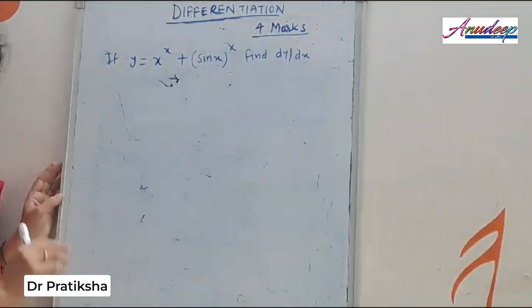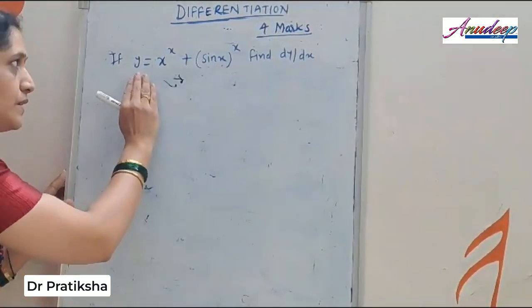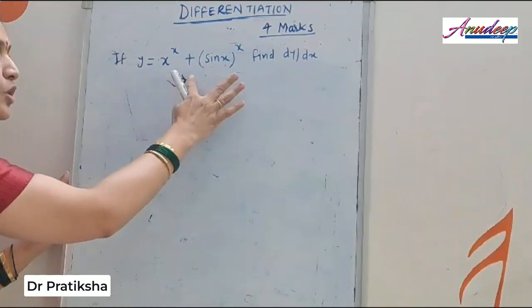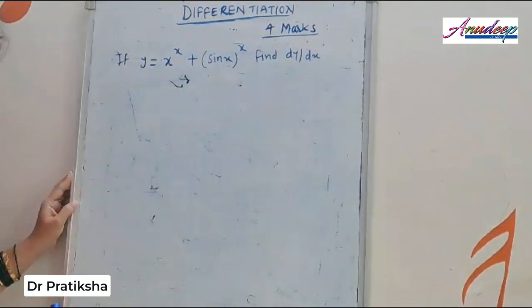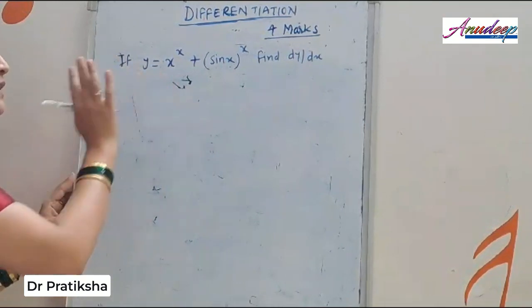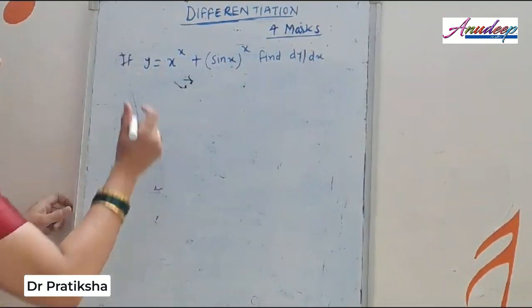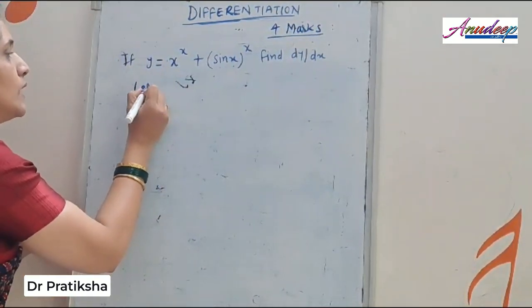This problem carries 4 marks. So here what you see, you have been given y as a function of two separate functions. There are two terms which involve the y value. So here it is advisable to assign these values.